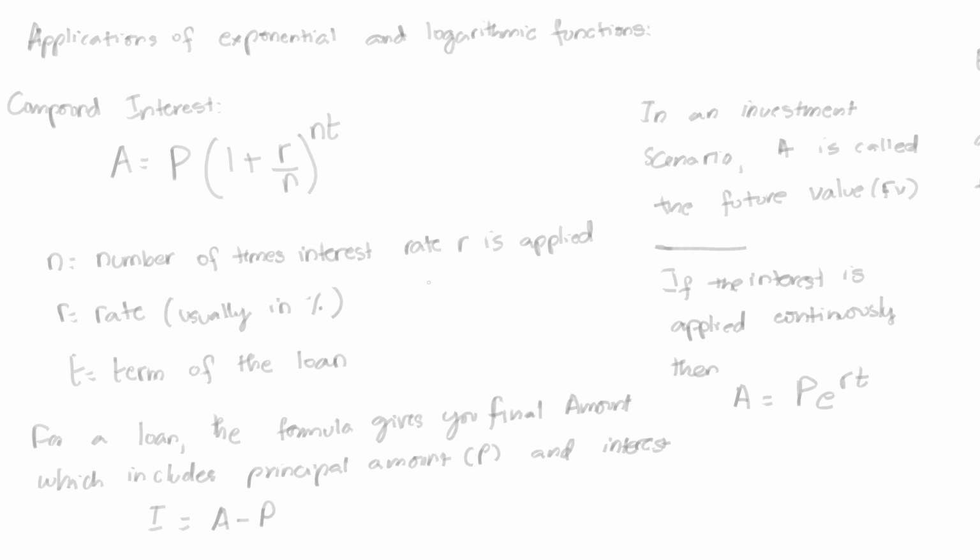Now, if the interest is applied continuously, then the final amount is given by P times e raised to rt. So this entire block gets changed by e raised to rt. It becomes an exponential equation. An easy way to remember this is to think of Pert deodorant.